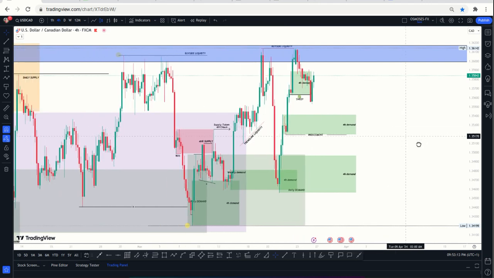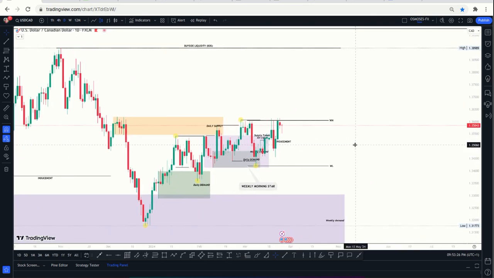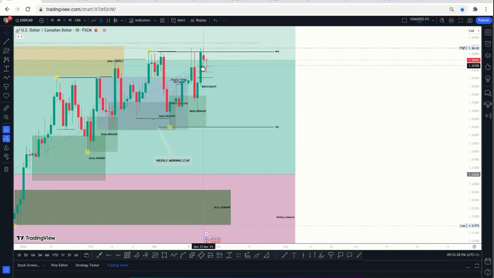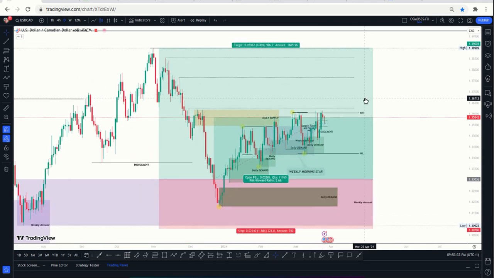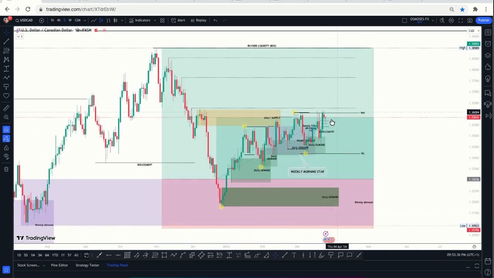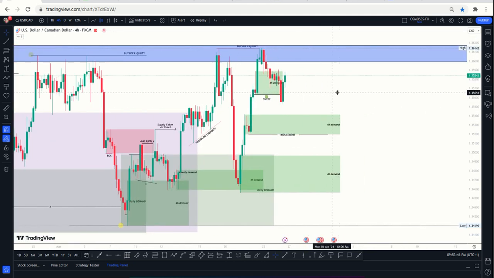So I'm still waiting because I couldn't enter here. I like entering from my blocks, but on a daily I see a fair value gap reaction, right, which you can see might not really happen on 4 hour. So I'm still bullish with this fair value gap, so that I can find my entry here. All I'm waiting for is price to break above.